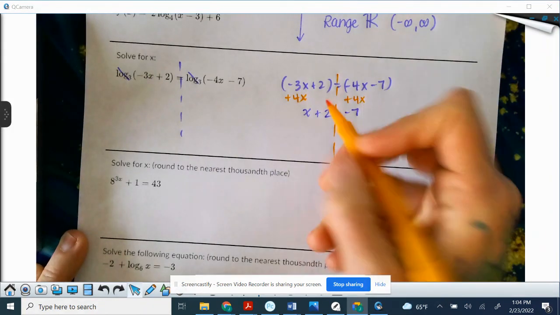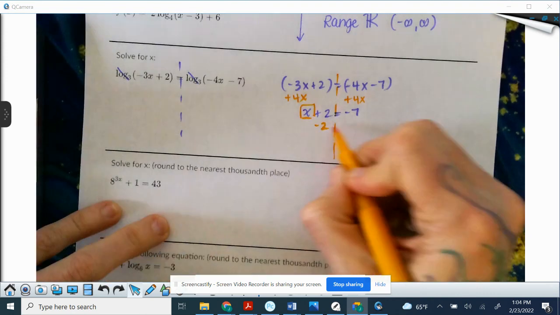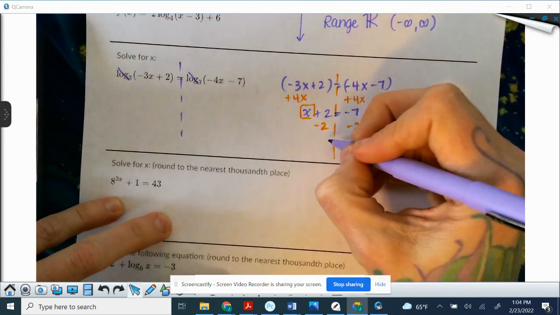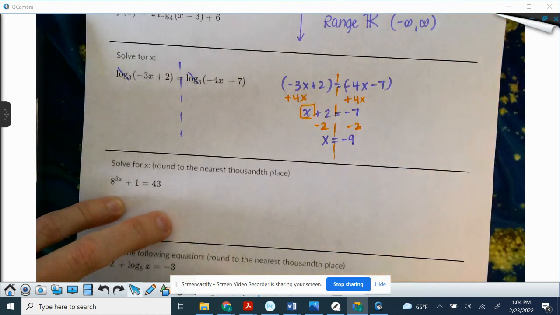I need x by itself, and it's attached with a plus 2. So I'm going to minus 2, minus 2. And x equals negative 9. And you're done. Everybody okay?